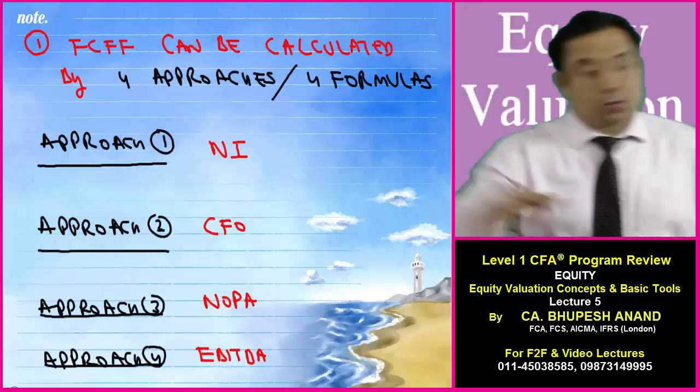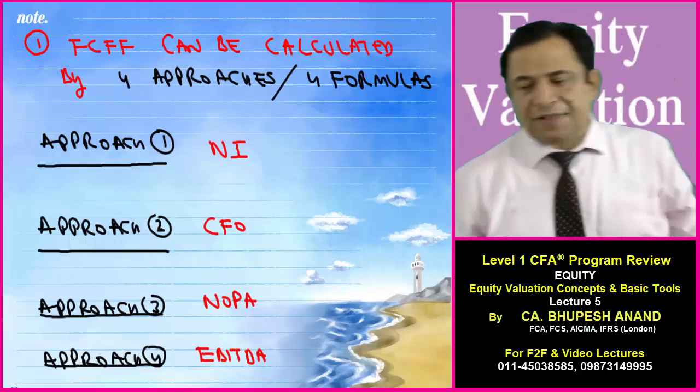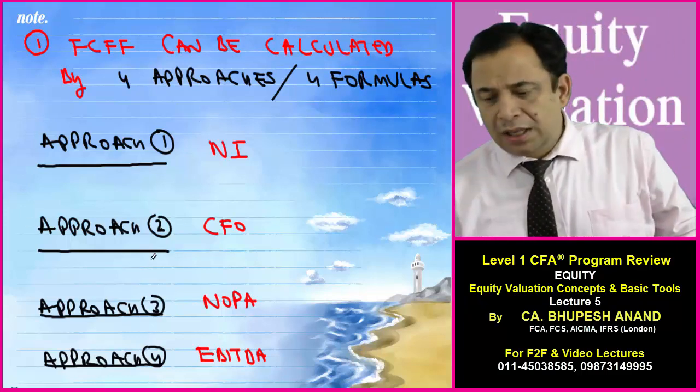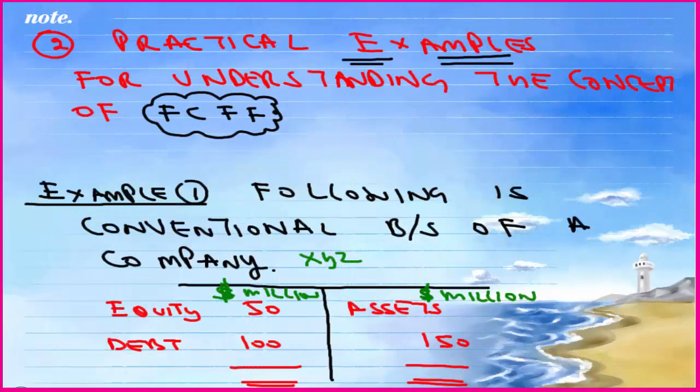So please write your first point, take out your registers. This is just revision that FCFF can be calculated by the 4 approaches like this, and now practical examples for understanding this. No doubt that will be in CFA level number 2. But my dear friends, this is my humble request: please note down all these examples, your concepts will be clearer. So let me start with example number 1. I have taken a conventional balance sheet.